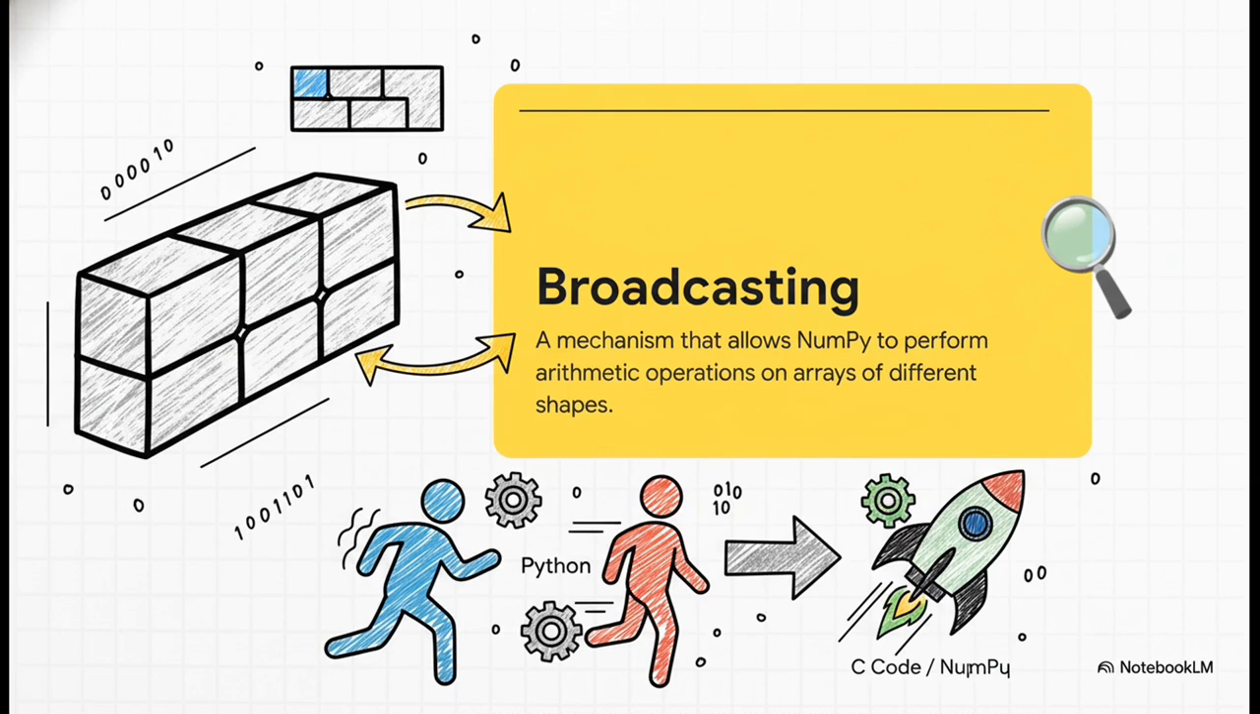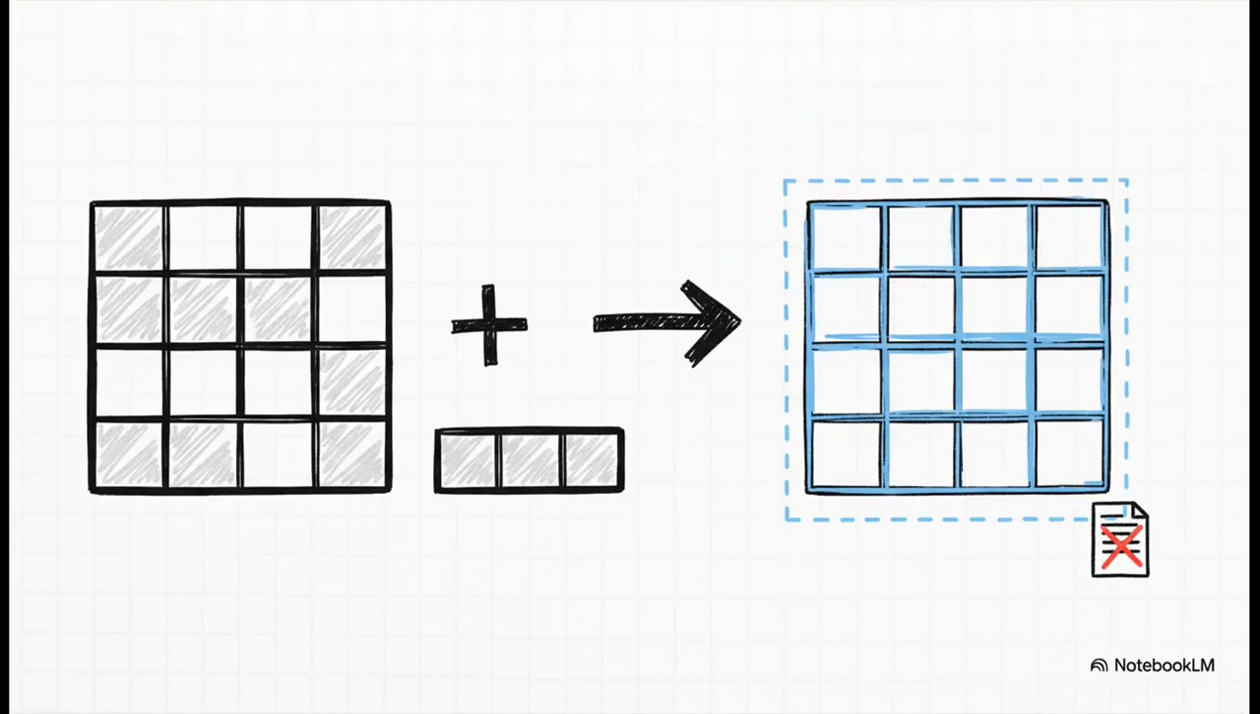It's the secret to what we call vectorizing your code, which is really just a fancy way of saying you're pushing the loops out of slow Python and into that super fast compiled C code. And here is the truly brilliant part.